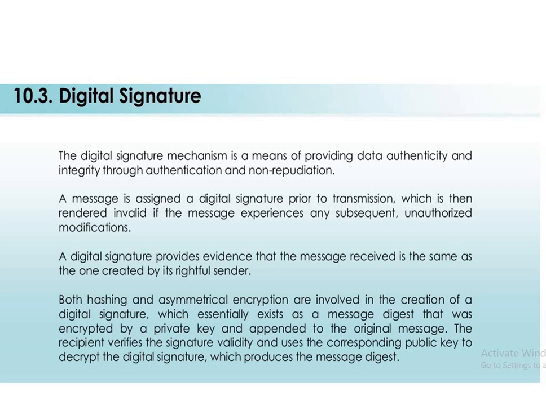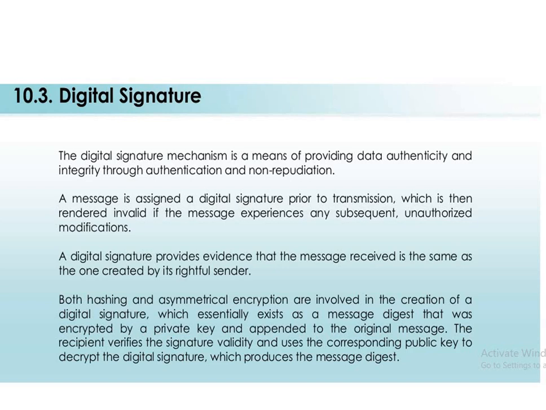Both hashing and asymmetrical encryption are involved in the creation of a digital signature. So it's a mixture of hashing as well as asymmetrical encryption. Asymmetrical encryption we had seen, where a public key and a private key combination is used, and in symmetrical encryption we had seen that the same key is used for encryption and decryption. So in asymmetrical encryption, which is also called public key cryptography, if you use the private key for encryption, then we use the public key for decryption and vice versa.